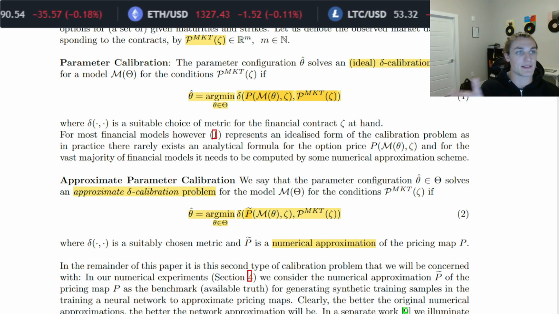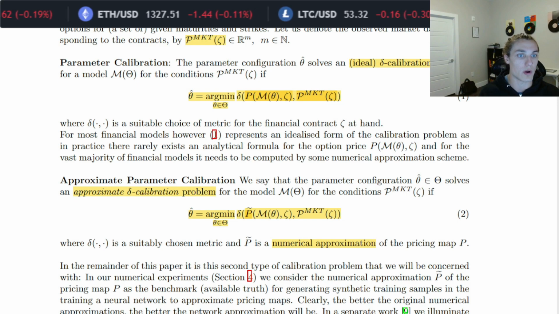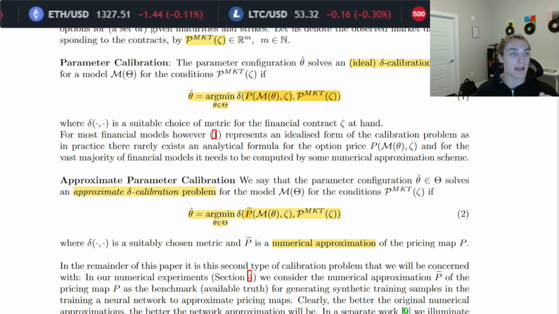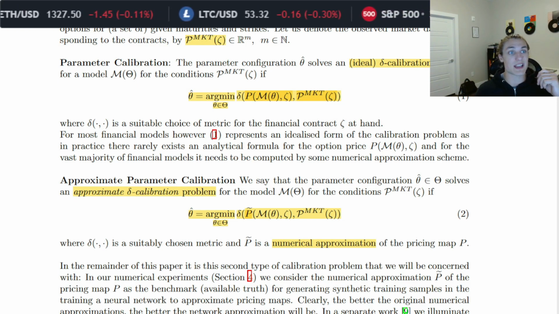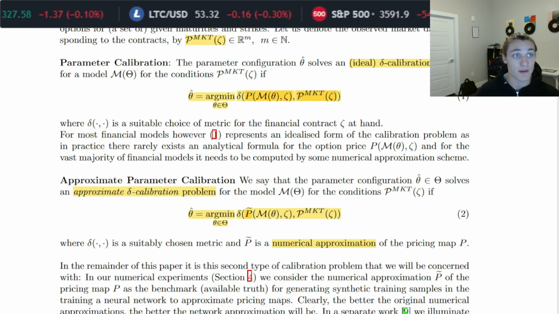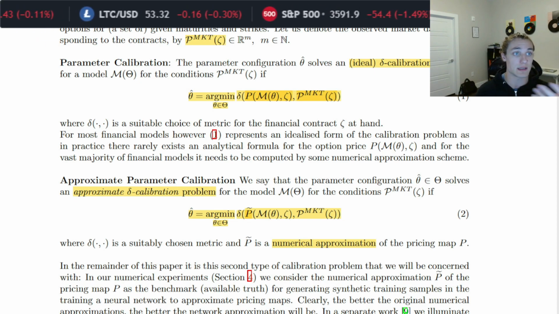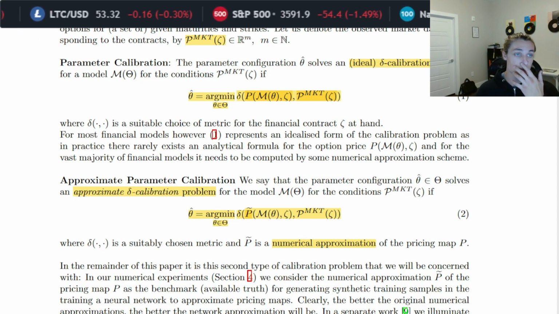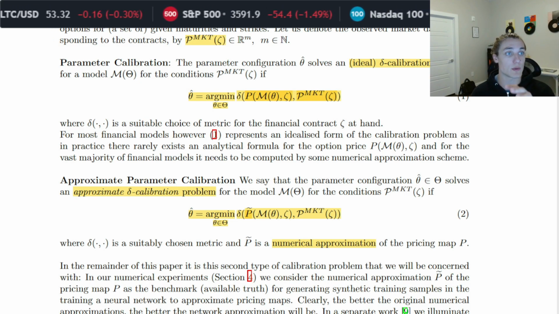It's finding this theta hat. This is what we want. We want to be able to pick any model. We want to be able to say, hey, I can find theta hat and I can find it efficiently. If we can't find it efficiently, it's not of much use to us. So that is what they are attempting to do here with deep learning.